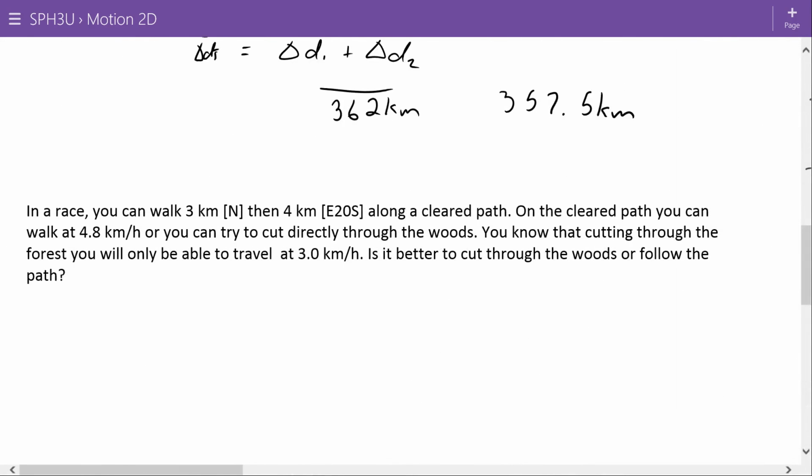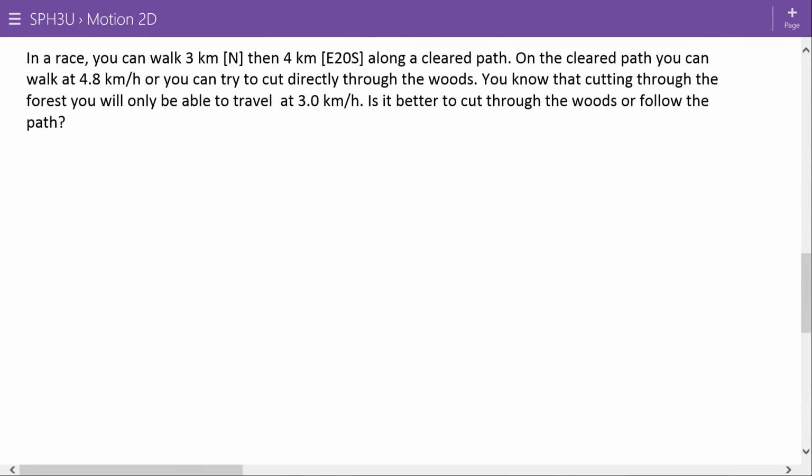Okay, one more question here to really get at the idea of the difference between speed and velocity. You're in this race, and you can walk 4 kilometers north, and then 3 kilometers east, 20 degrees south along this cleared path. On the cleared path, you can walk a little bit faster, 4.8 kilometers per hour. Or you can try and cut straight through the woods.